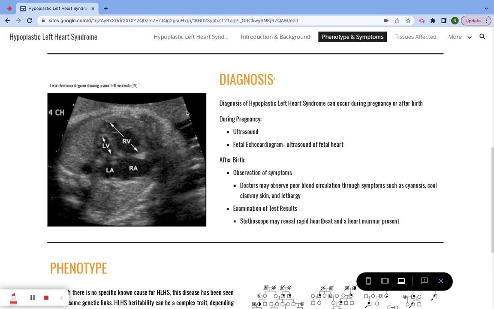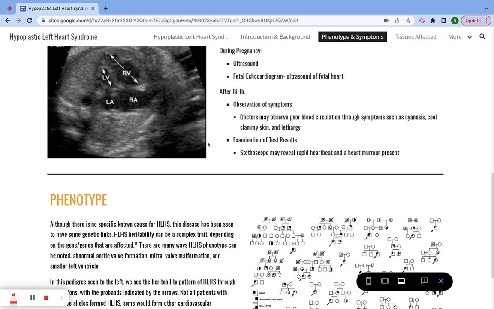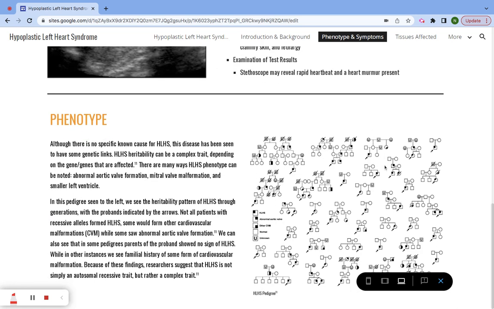For diagnosis, I chose to include this. It was suggested to me by one of the peer reviews done on my website. It's a great image of the fetal echocardiogram, seeing what we see in a patient with HLHS, being a small left ventricle. And here we move on to the phenotype area, and I chose to include this pedigree just because I feel like it does a really good job of explaining why HLHS is a complex trait and why it shouldn't be dismissed as a simple recessive or dominant trait.